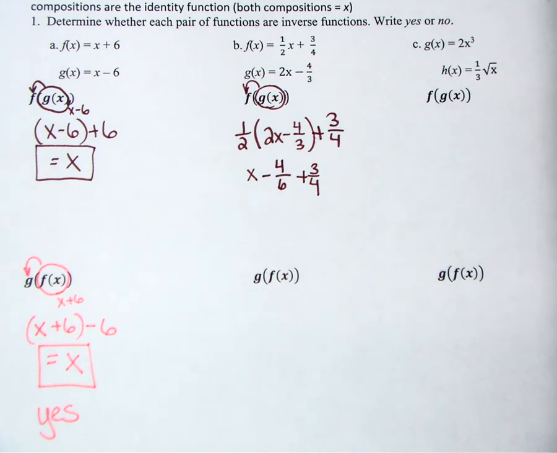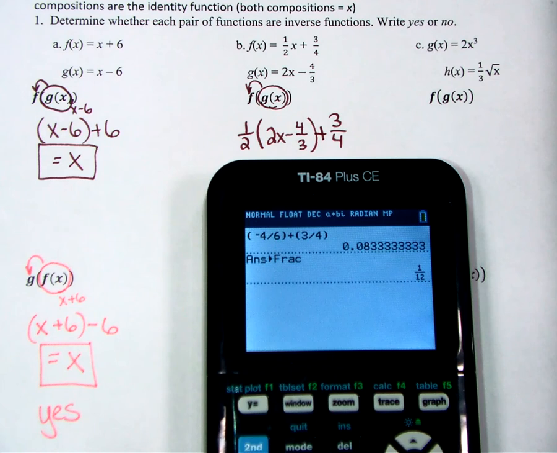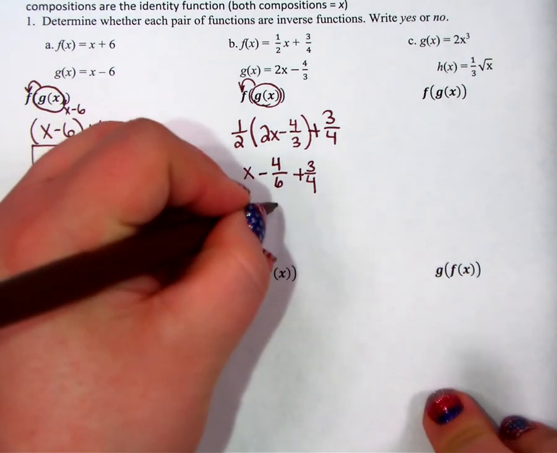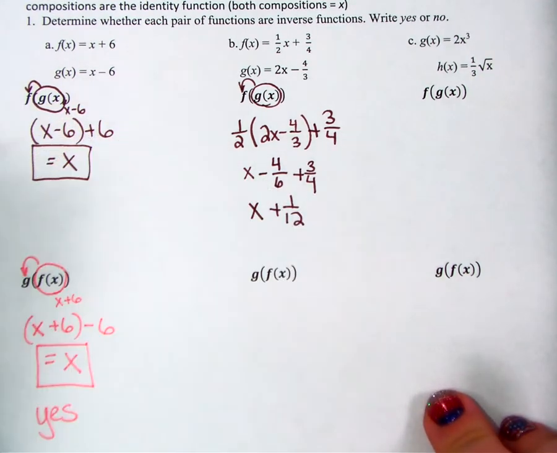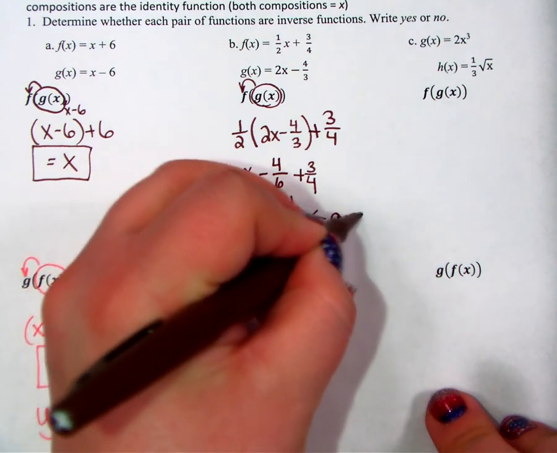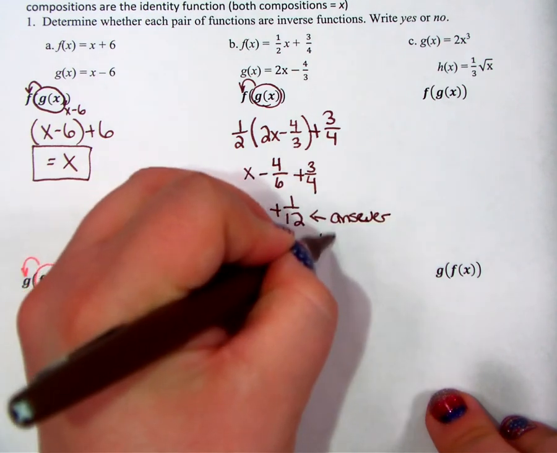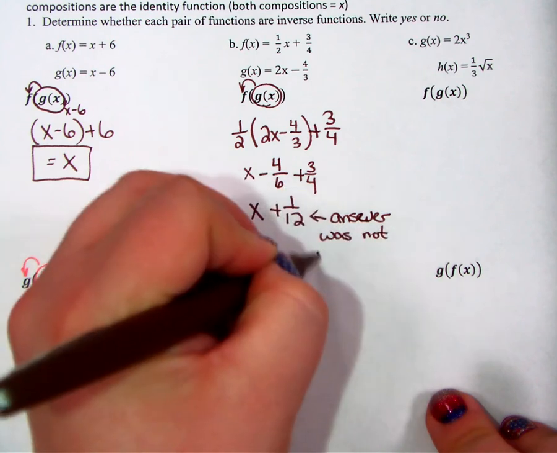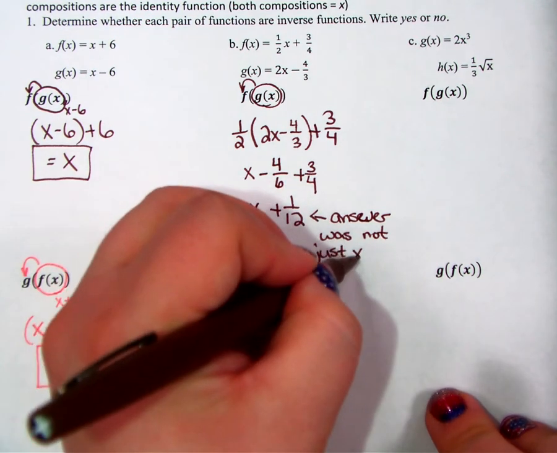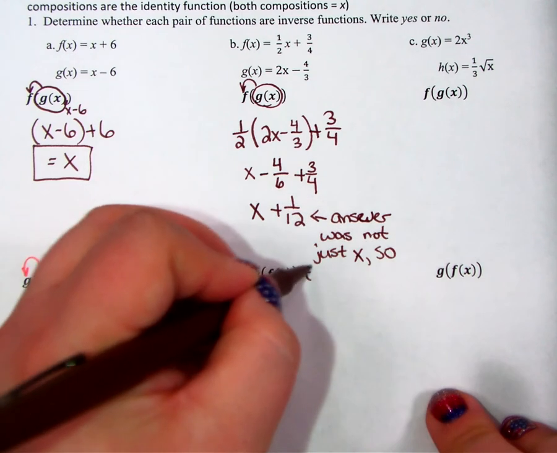Now you can do this by hand by doing the common denominator, or you can stick it into your calculator and do negative 4/6 plus 3/4 and change it back to a fraction, you get 1/12. So as simplified as this can go is x plus 1/12. Answer wasn't just x. So they're not inverses.